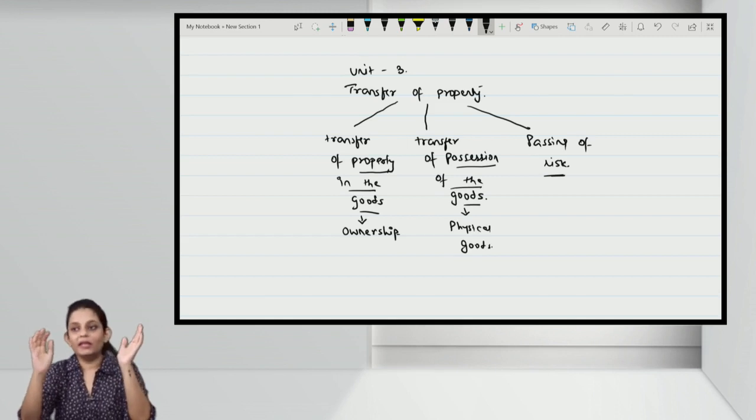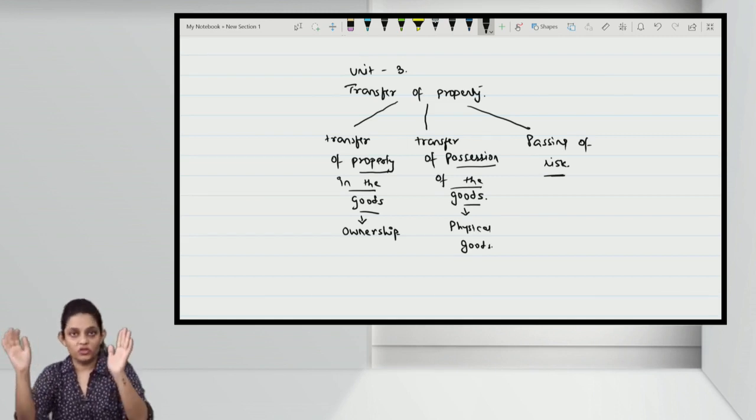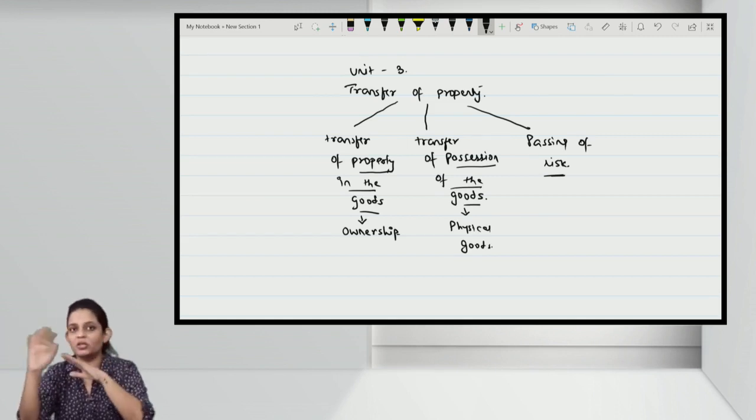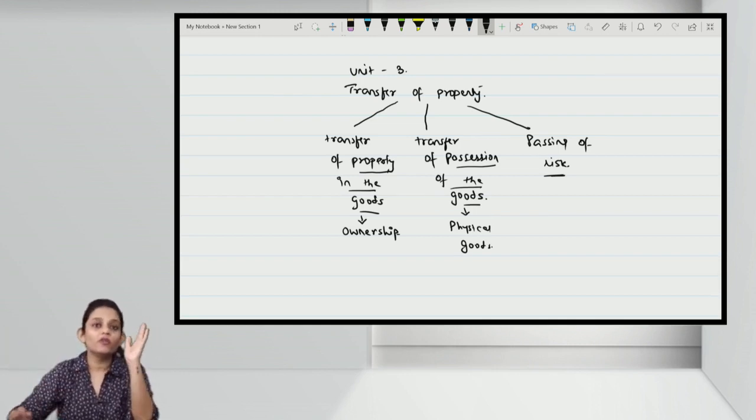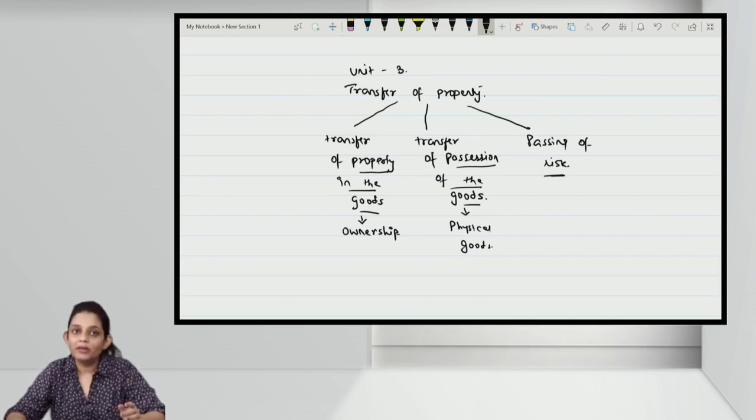I repeat again, risk is generally borne with ownership. Risk will pass with ownership irrespective of whether you have the goods or not. But if any party is at fault, the defaulting party shall bear the risk. Is it clear to everyone?